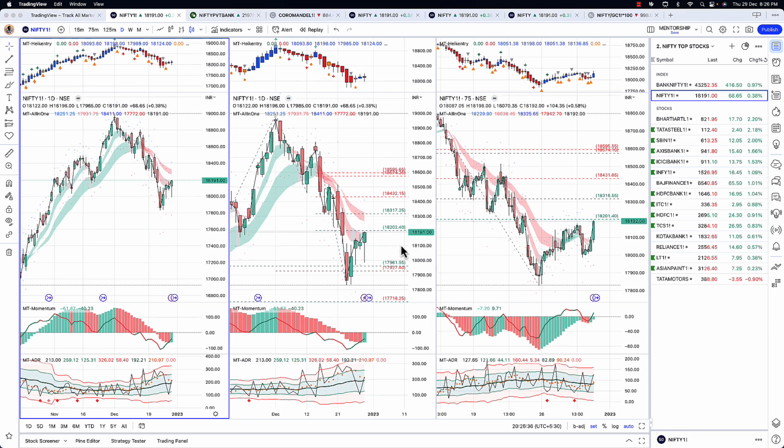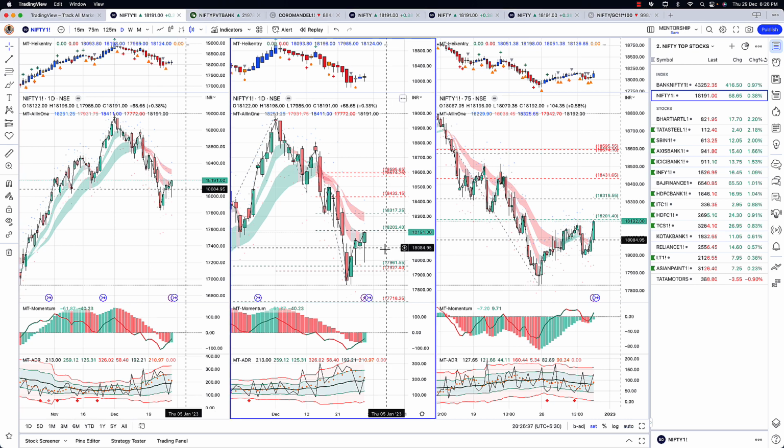In fact, today itself I got badly stopped out in one of my short positions in SBI Life based on the daily time frame, and I paid the price. At the beginning of the day it was looking really good, but then towards the afternoon it turned with the overall market.